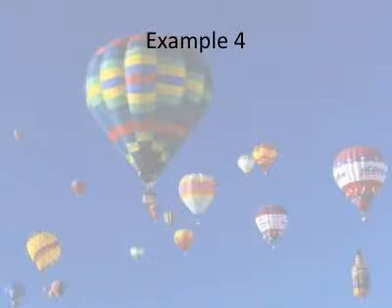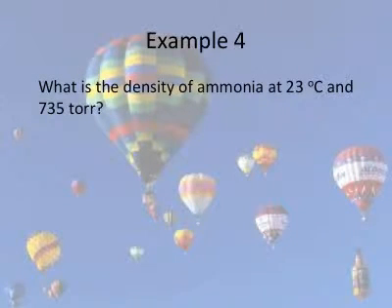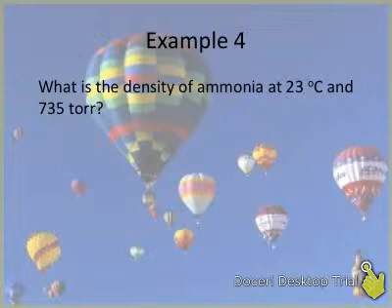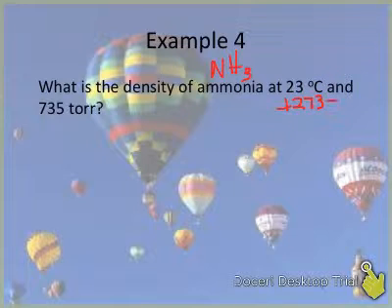All right, so let's do an example of this type of problem. Example number 4 says, what is the density of ammonia at 23 degrees Celsius and 735 torr? First of all, I was mean. You're in Celsius and torr, so we need to do a little converting before we can do anything. But first of all, what in the world is ammonia? NH3. NH4 is ammonium. Ammonia is NH3. So now, let's add 273 to our degrees Celsius. So we're going to get 296.